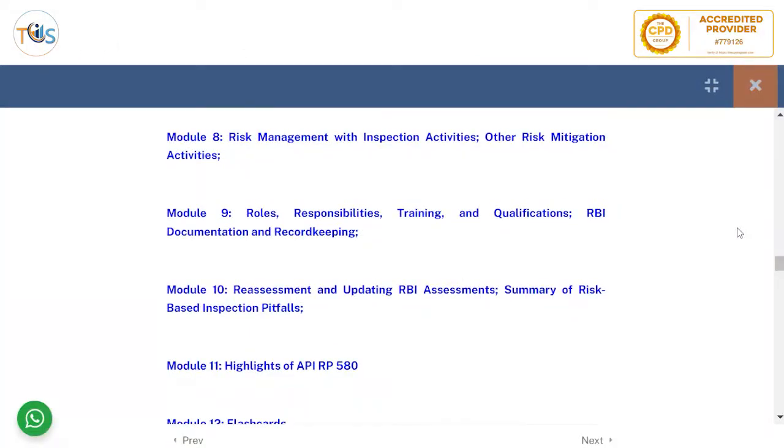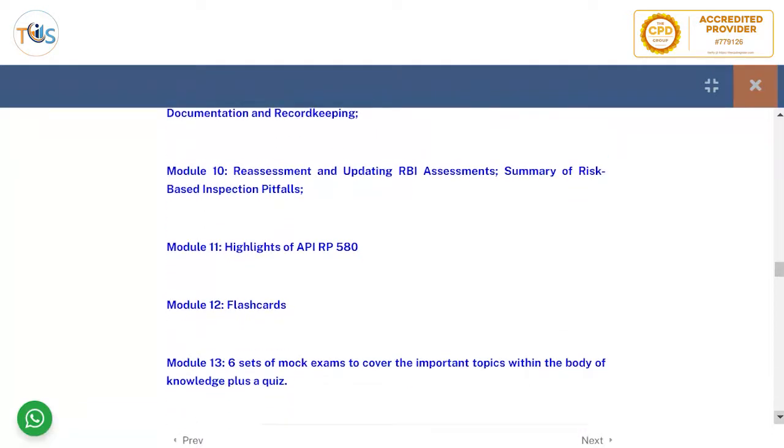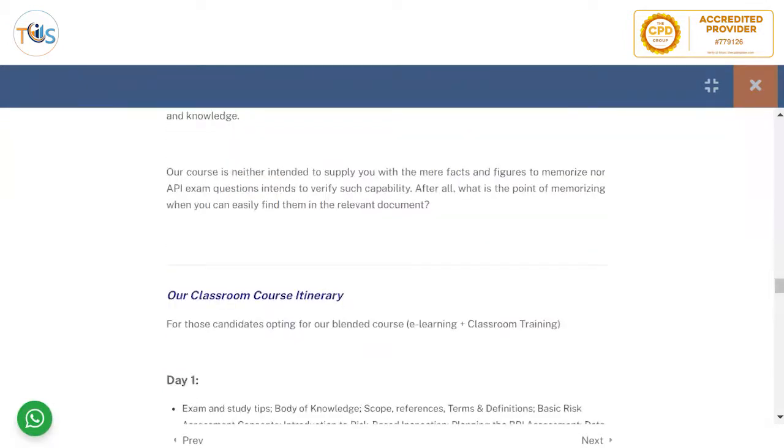Module 8, risk management with inspection activities, other risk mitigation activities. Module 9, roles, responsibilities, training and qualification, RBI documentation and record keeping. Module 10, reassessment and updating RBI assessments, summary of risk-based inspection pitfalls. Module 11, highlights of API 580. Module 12, flashcards. And Module 13, 6 sets of mock exams to cover the important topics.